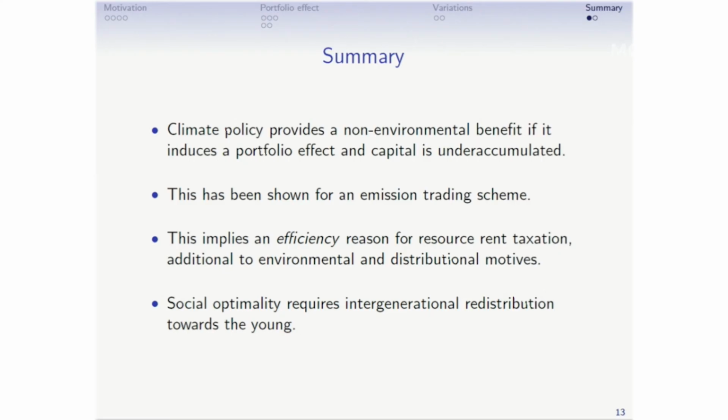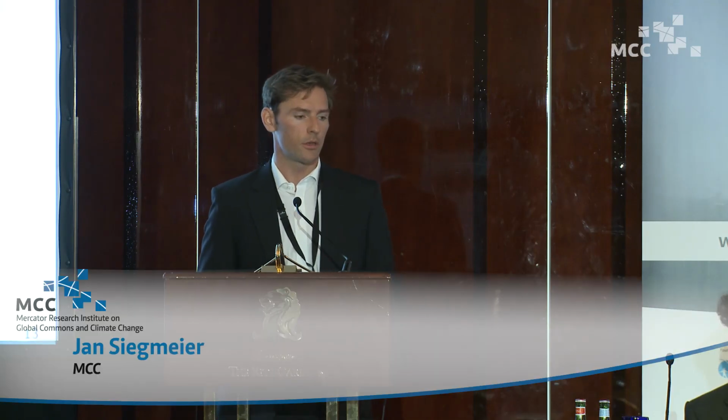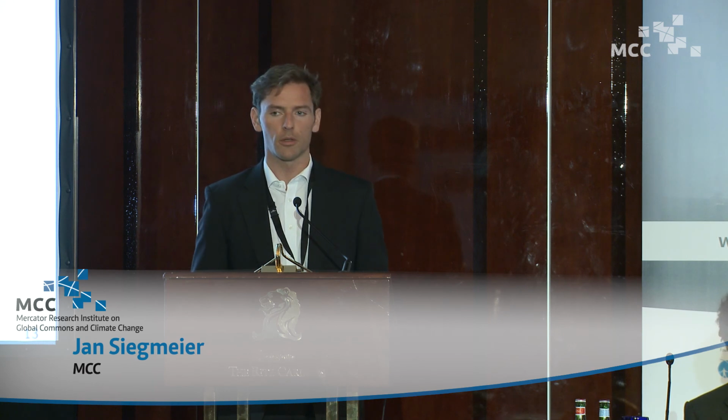So let me summarize. I pointed out that climate policy may provide a non-environmental benefit if it introduces a portfolio effect and if capital is underaccumulated. I showed this here for an emission trading scheme. And overall, this implies an efficiency reason for resource rent taxation, additionally to distributional arguments and also additional to environmental motives. And then finally, I pointed out that social optimality actually requires, at least in this setup, intergenerational redistribution towards the young. Thank you.